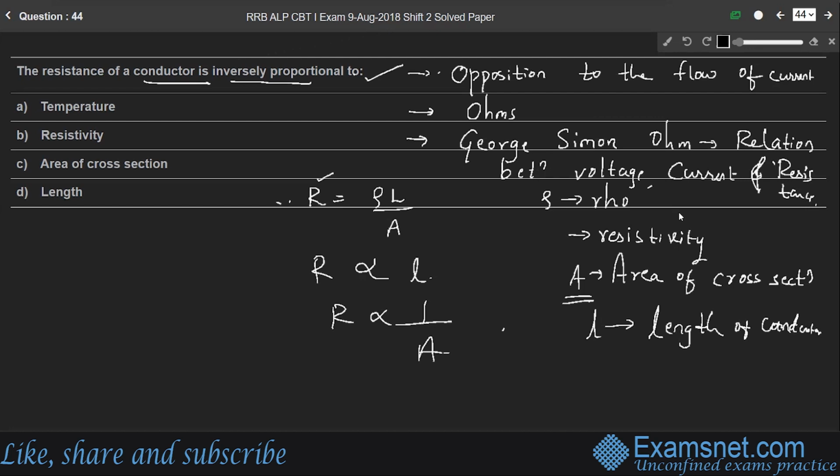Therefore, what is the question? Resistance of the conductor is inversely proportional to the area of cross section of the conductor. Option C is the right answer.